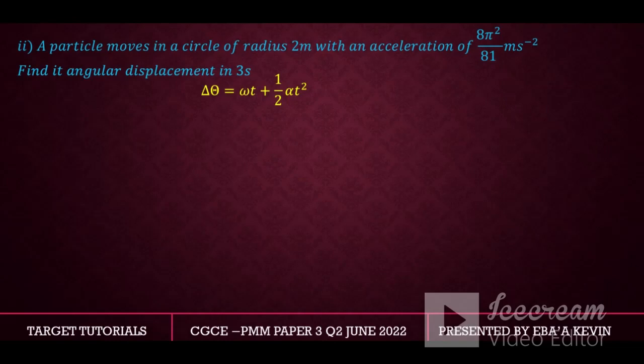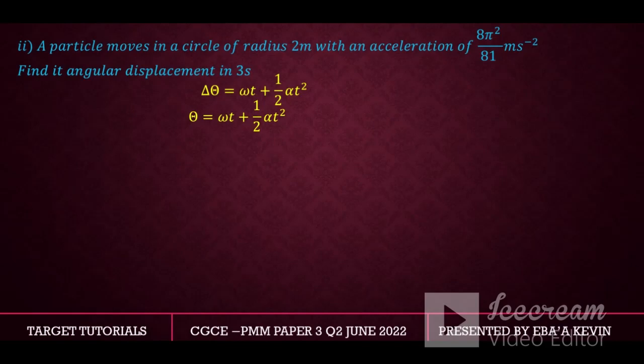And what is being asked in this question is the angular displacement, that is d theta. Since the particle was moving in a circle, initially the angle was 0, so d theta is the final angle minus the initial angle, and the initial angle is 0. So I can simply write this equation as theta equals omega t plus half alpha t squared, where theta is what is being asked, omega is the angular velocity, and alpha is the angular acceleration.